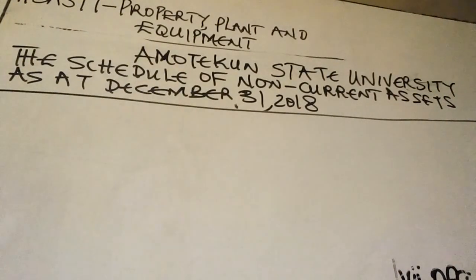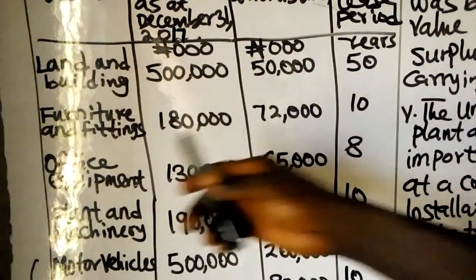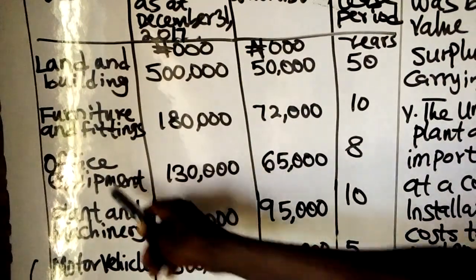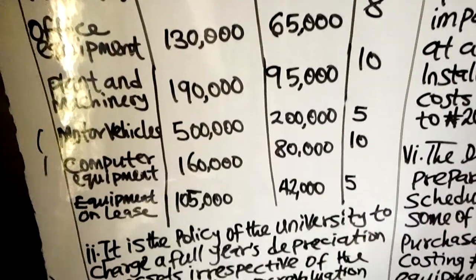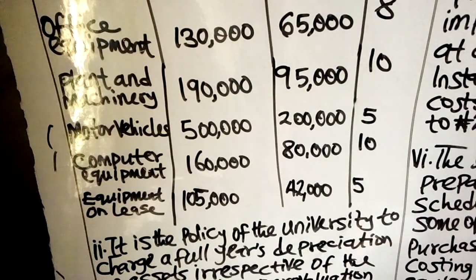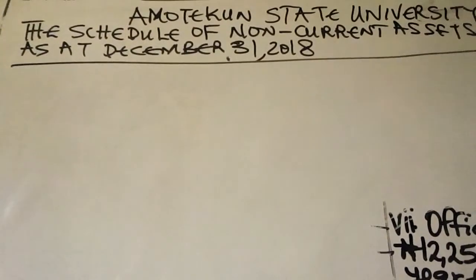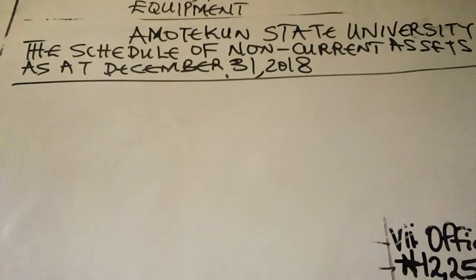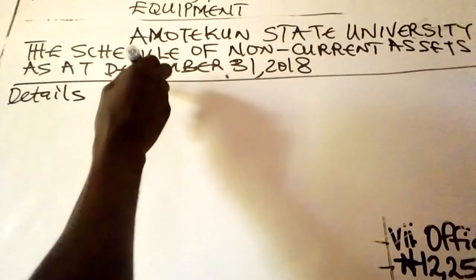The non-current assets of Amotekun State comprise land and building, furniture and fittings, office equipment, plant and machinery, motor vehicles, then computer equipment, as well as equipment on lease. Now let's have them in our schedule. So now let's have this for details.